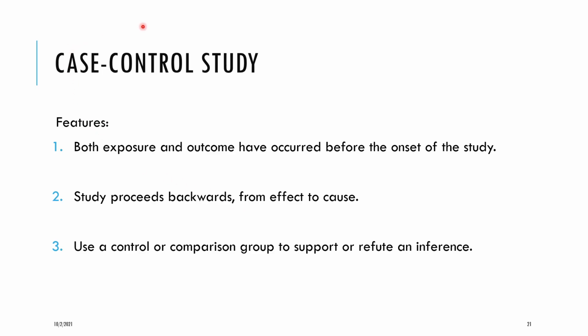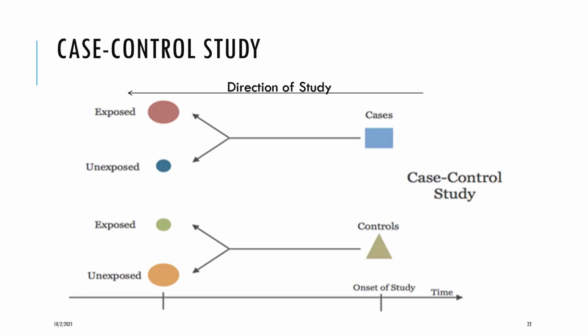So a feature of the case control study is that both the exposure and the outcome have already occurred before the onset of the study. Now, an easy way to remember case control studies is that the study goes from effect to cause. So the effect is already the outcome, for example, say lung cancer. This is the basic layout of a case control study.